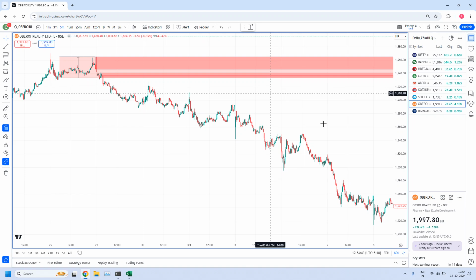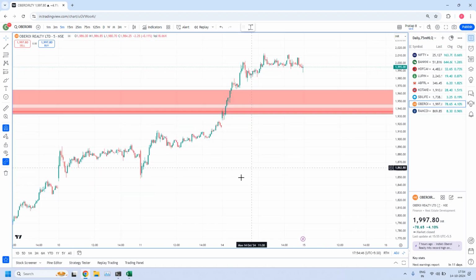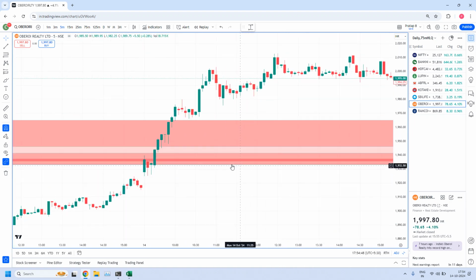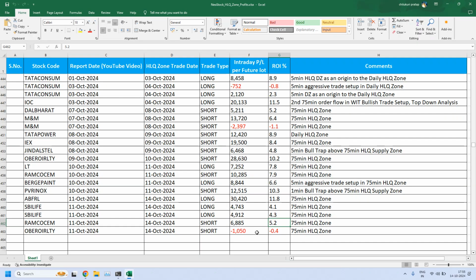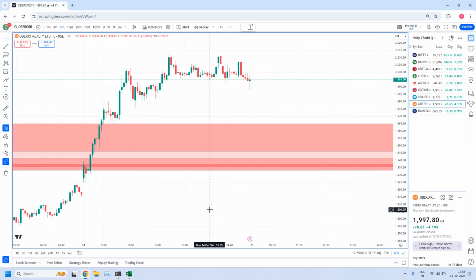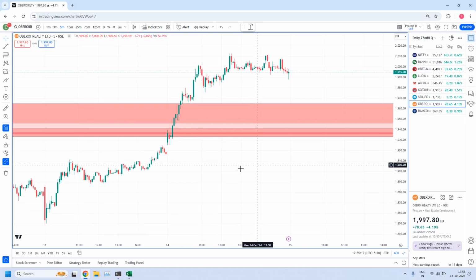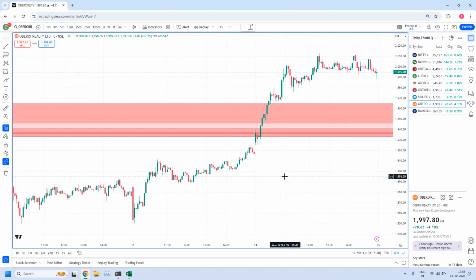but unfortunately the zone is stopped out because price opened with a gap up. After that the zone is pierced and then completely violated. Okay, this is about Oberoi Realty. How much loss did we get? We got 1050 rupees, which is 0.4% negative ROI. If anybody would have taken Oberoi Realty, it would have been a loss for you today because it is stopped out. And the remaining zones, we didn't get any trades.